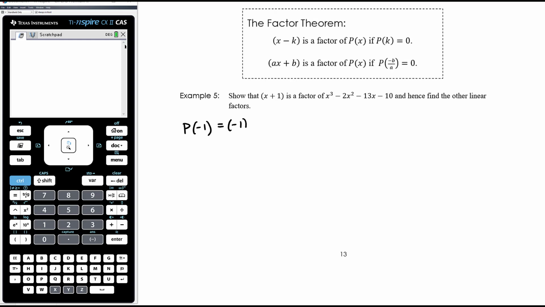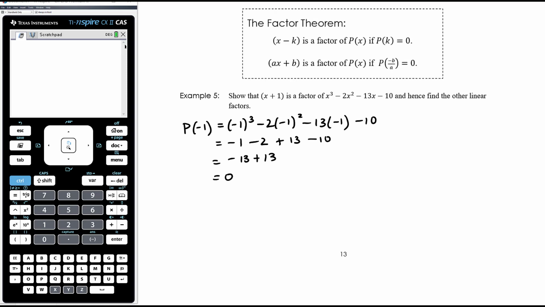So that gives me negative 1 cubed minus 2 times negative 1 squared minus 13 times negative 1 minus 10. So that's negative 1 minus 2 plus 13 and minus 10. So if we add up all those negatives, negative 1 minus 2 is minus 3, take away 10, you've got negative 13 plus 13, which equals 0.